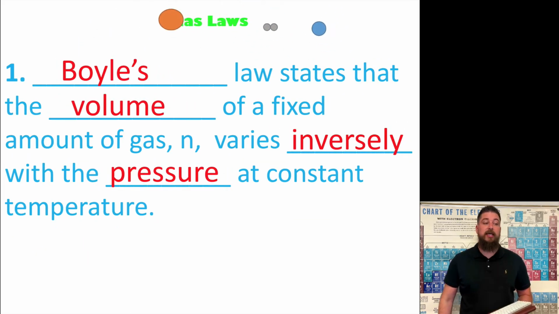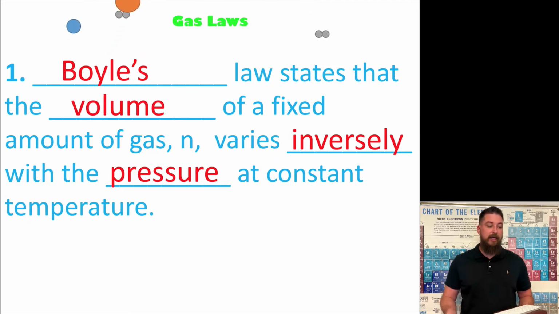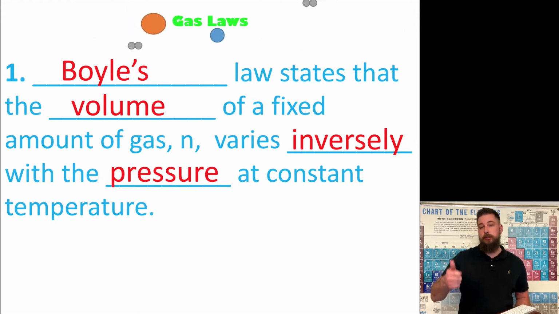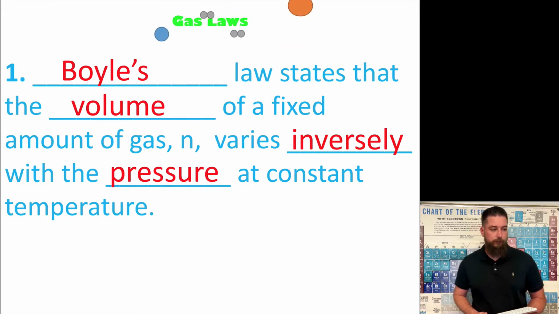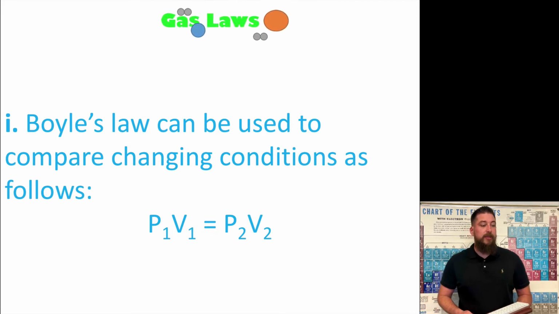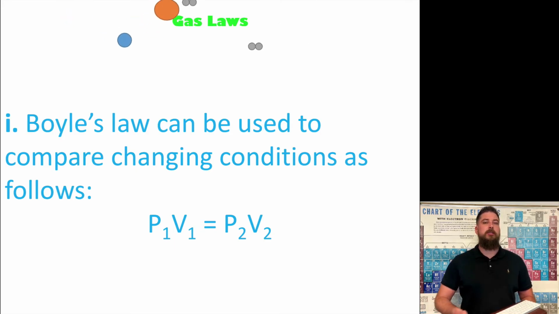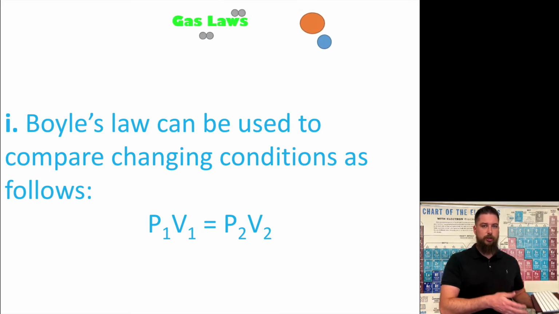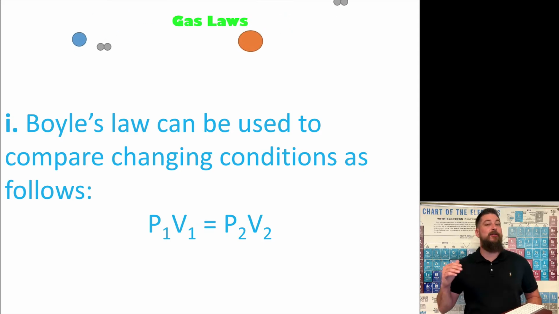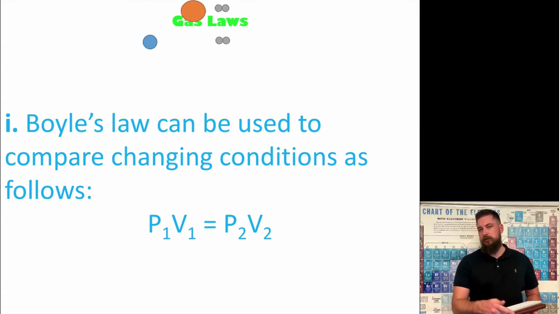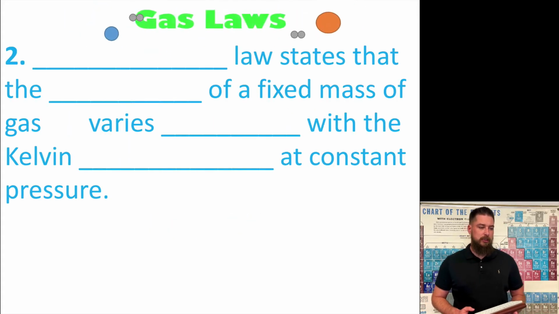Boyle's law states that the volume of a fixed amount of gas is inversely related to the pressure. That means if you increase the volume, you decrease the pressure. This is the equation for Boyle's law: P1V1 equals P2V2. And so what that means is if we start off with an initial pressure and an initial volume, and the pressure changes, we can calculate what the new volume is going to be. Notice how temperature's not here because we assume temperature is constant.